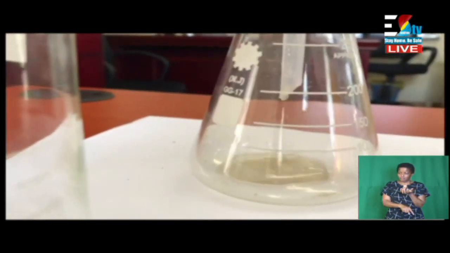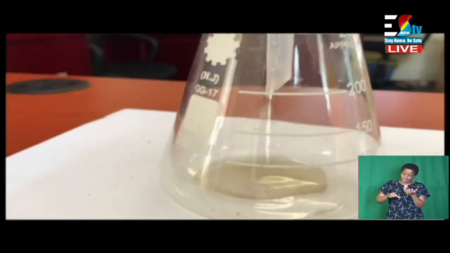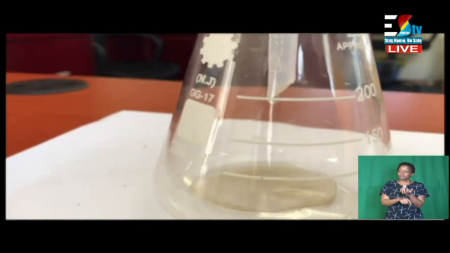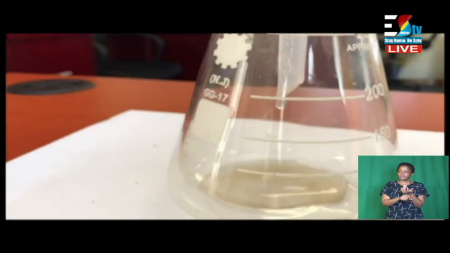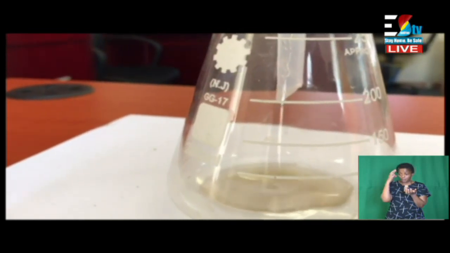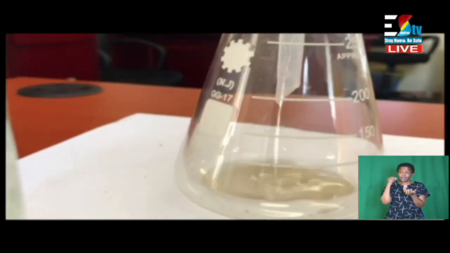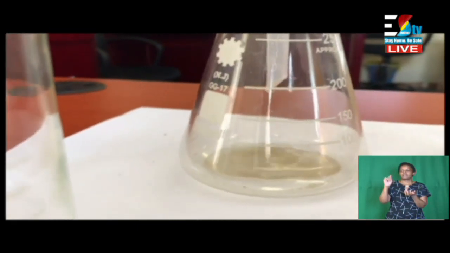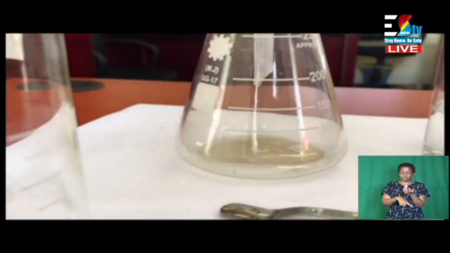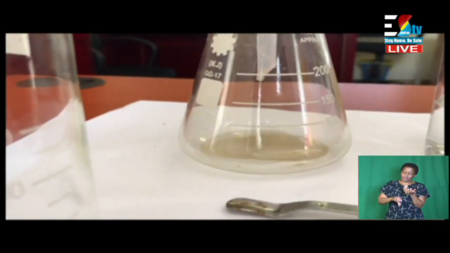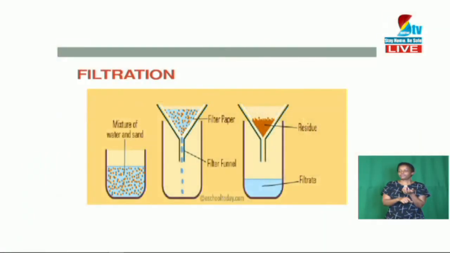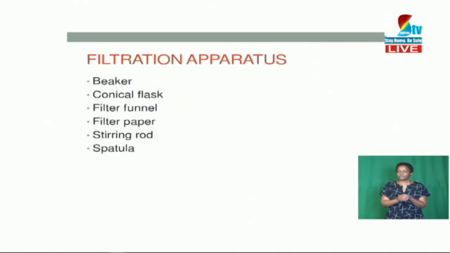The liquid is dripping through into the conical flask. You will remember, dear learners, that we said the liquid that drips through is known as the filtrate. So that is the filtrate, that liquid dripping into the conical flask, dear learners. So now we are going to see what is going to happen.